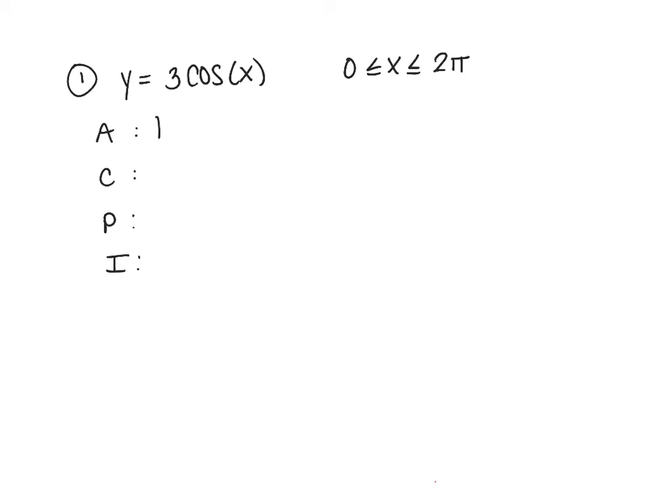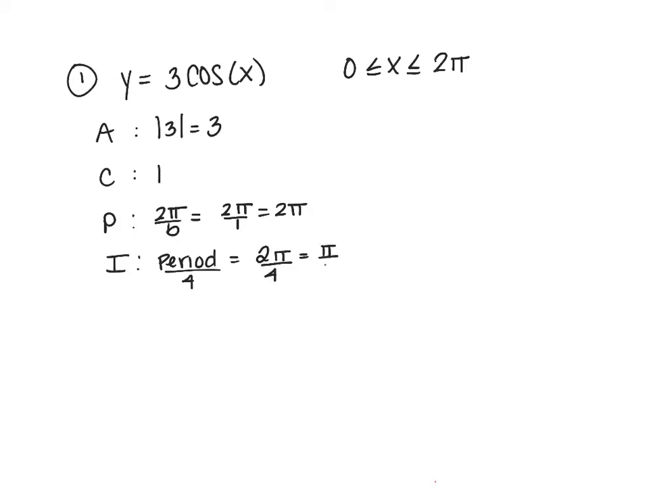Okay, so a is the absolute value of the number in front, so a should have been 3. C is your b value, or your number of cycles, which is in front of the x, which is 1. Period is 2 pi over b, where b is the number of cycles, so 2 pi over 1 is 2 pi. Interval is period over 4, so 2 pi over 4 reduces to pi over 2.